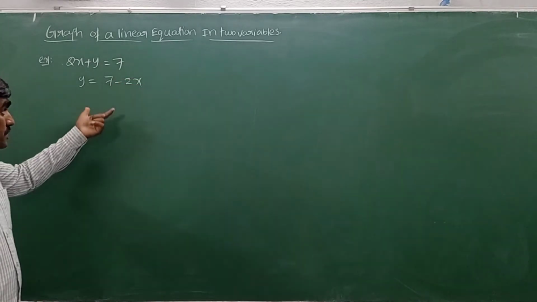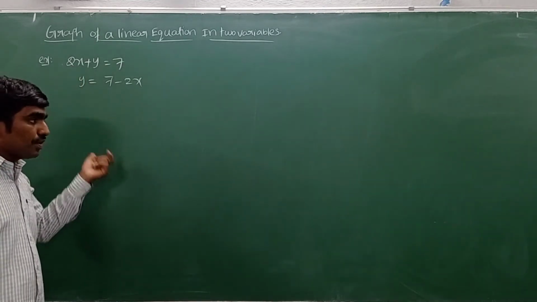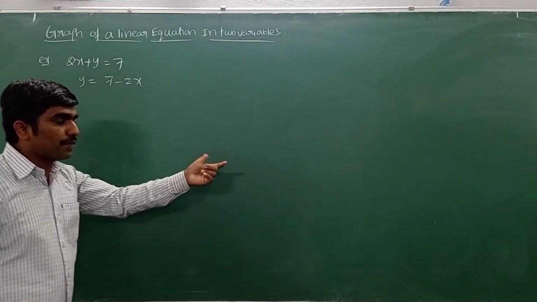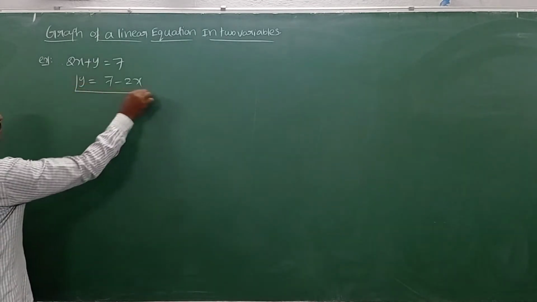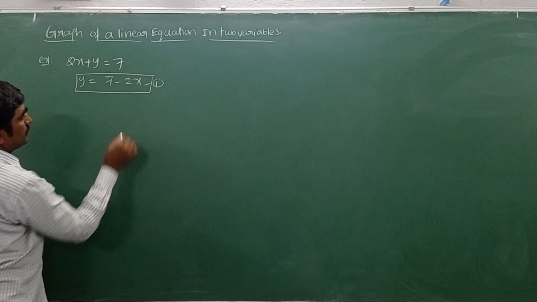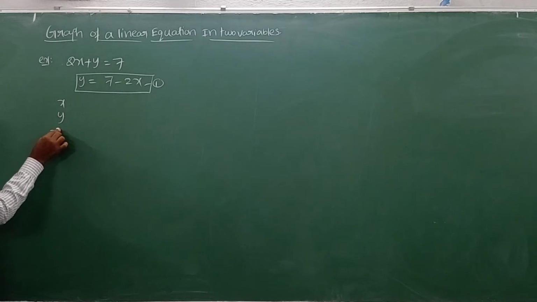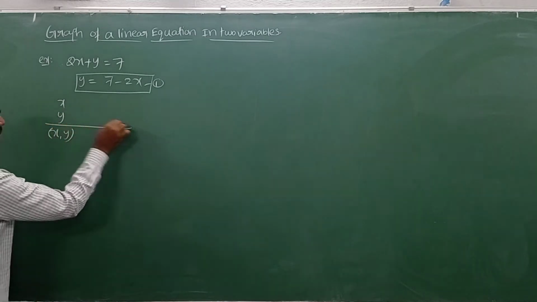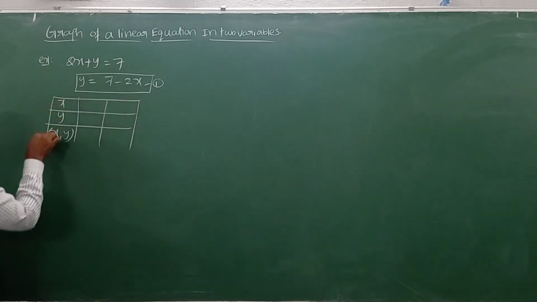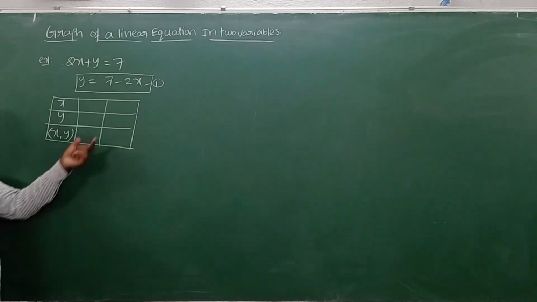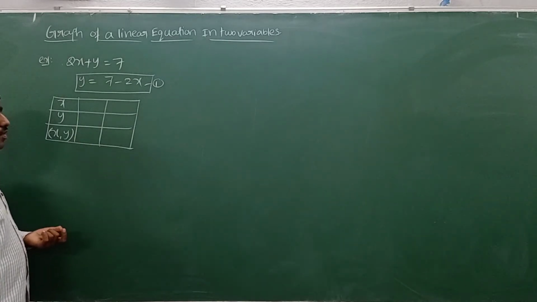Now we need to find the solutions of this linear equation in two variables. After getting the solutions, the ordered pairs, we need to plot them on the graph paper. I got y = 7 - 2x, and let me call this equation 1. Now we will write the ordered pairs (x, y). To draw the graph we need the x coordinate value and the y coordinate value. In equation 1, by substituting different x values, we get different y values.